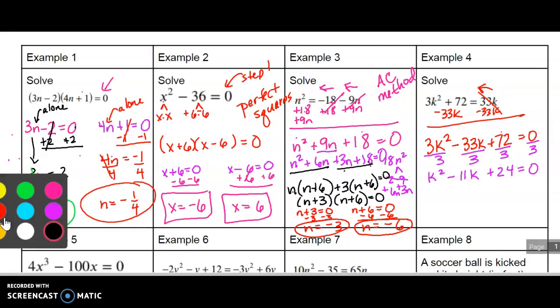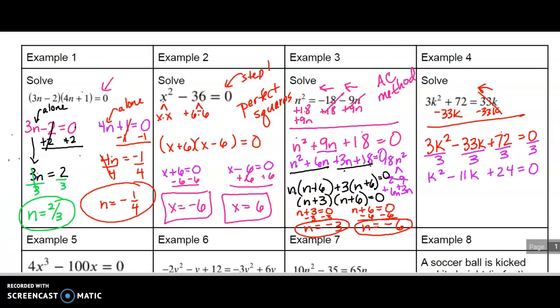So I want to do the AC method. So I'm going to do it up here. I've got k squared times 24. So 24k squared. And I need the factors of 24 that will give us 11, -11 actually.